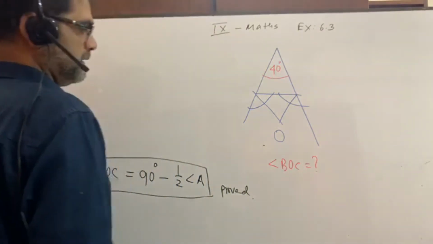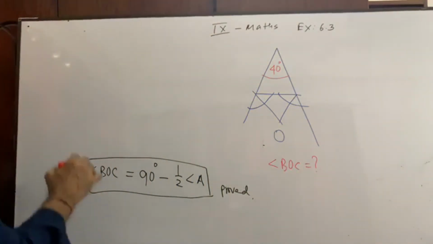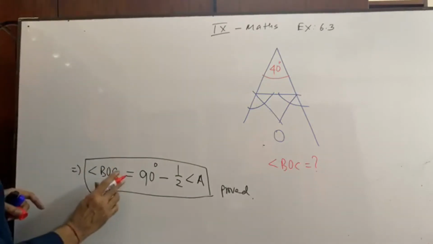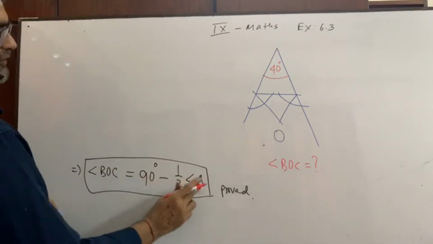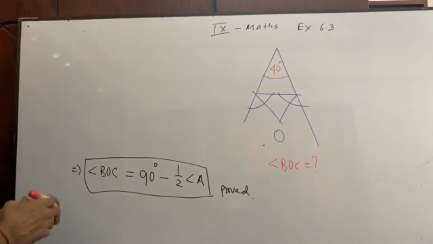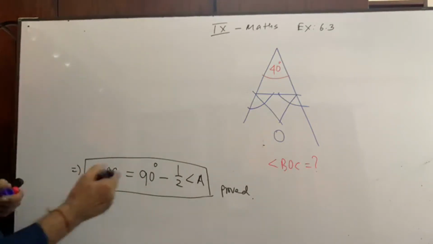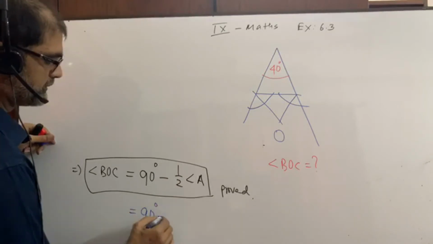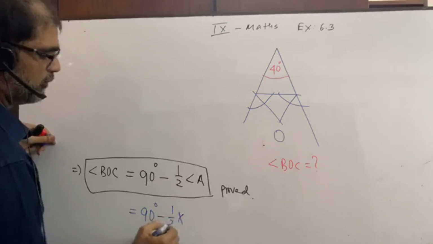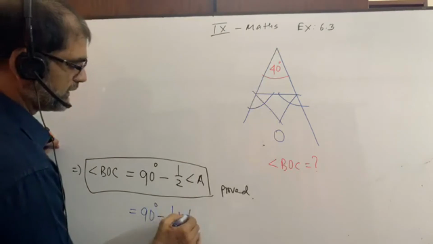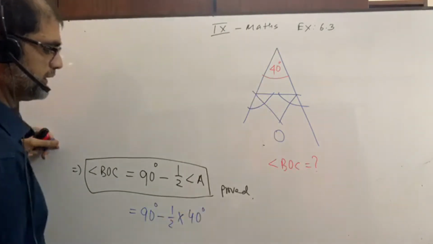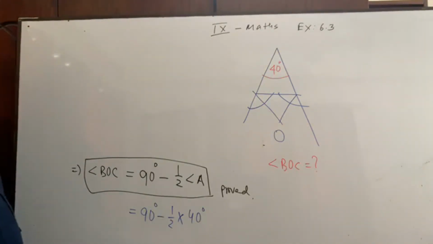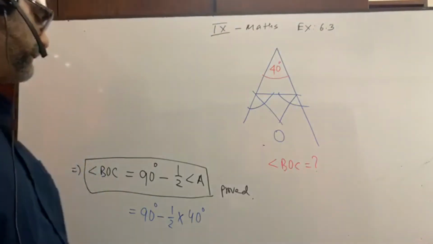You see, what is the formula here? Angle BOC equals 90 degree minus half of angle A. Then what should we do? We must put the value here. Angle BOC is equal to 90 degree minus half of angle A. What is the value of angle A? It is 40 degree, right? 40 degree. Have you seen? BOC equals 90 degree minus half of angle A.